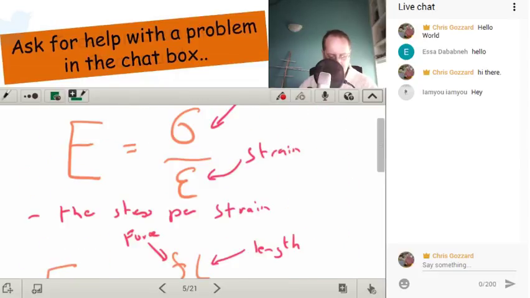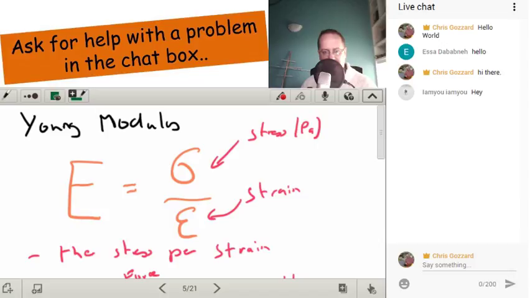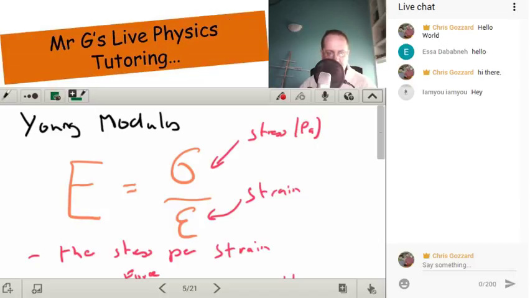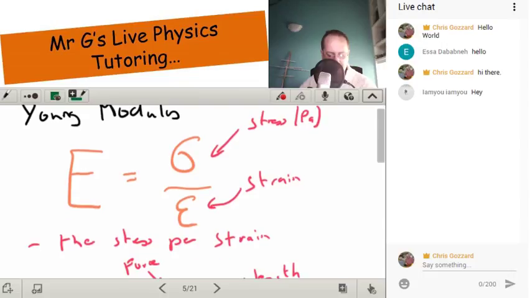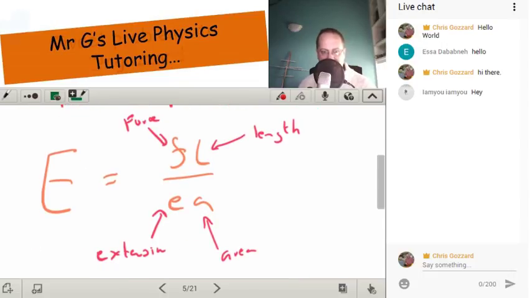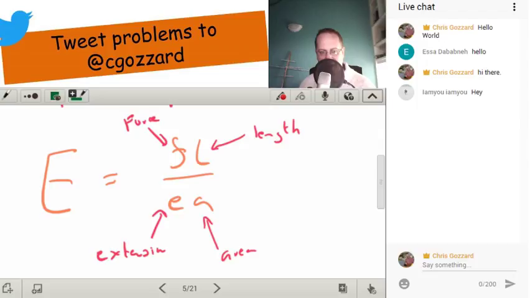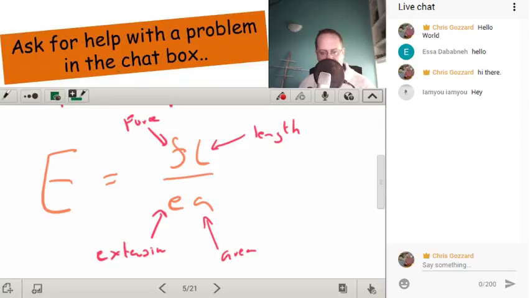Okay, so what's Young's modulus? It's the stress per strain. Or a different way of looking at it, and this is kind of my favourite little equation here, is FL over EA. So big capital E, which is Young's modulus, is equal to the force times the length divided by the extension times the area.